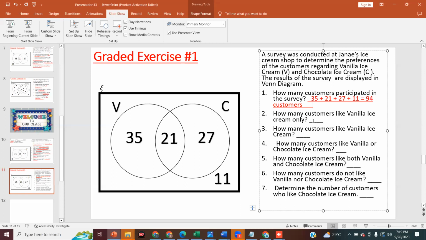Latalia, number 2, how many customers like vanilla ice cream only? Latalia, are you there? I can't hear Latalia, so Latavia, can you answer this, please? How many customers like vanilla ice cream only? Latavia.